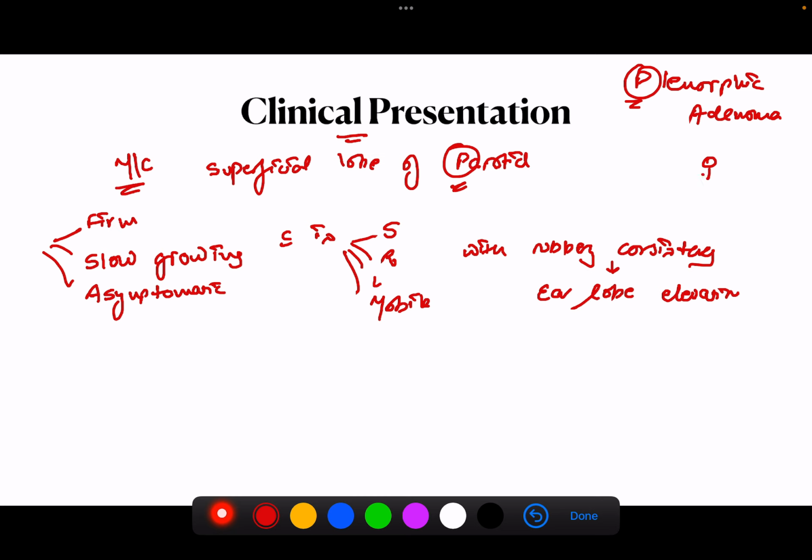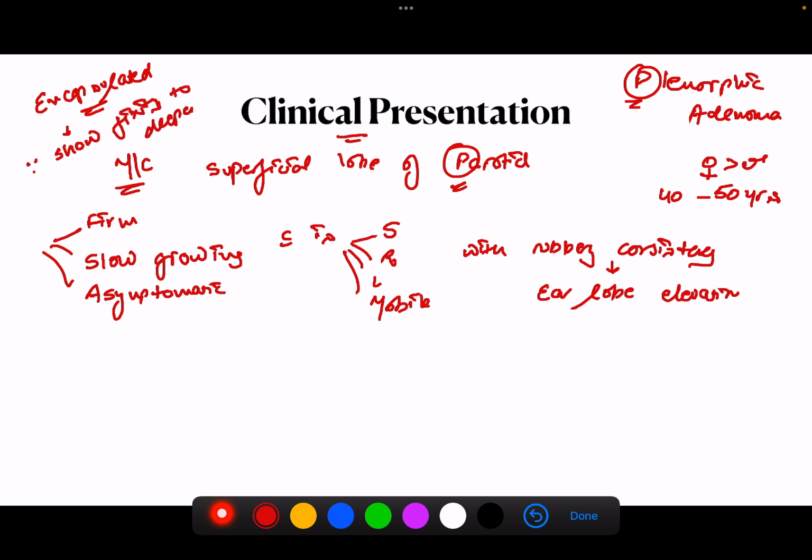And this will be seen more commonly in females of approximately 40 to 50 years. And this swelling will be encapsulated. Since it is encapsulated, it won't show any fixity to deeper tissue.